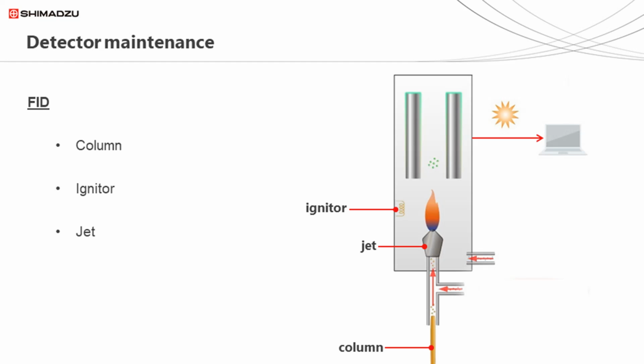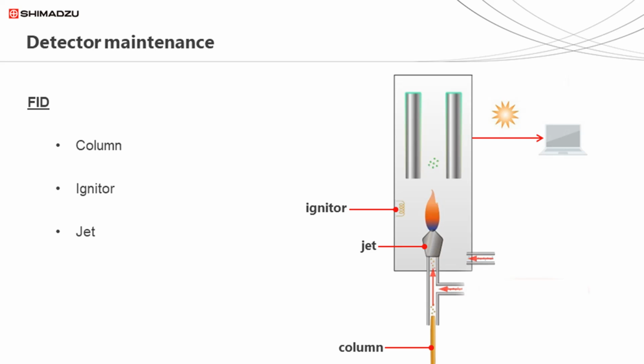The FID is the most popular detector, and fortunately it has very minimal requirements. There are three main parts of the FID that may require some attention. It might be necessary to trim the back end of the column from time to time, as this can get damaged by heat if the detector temperature is high.